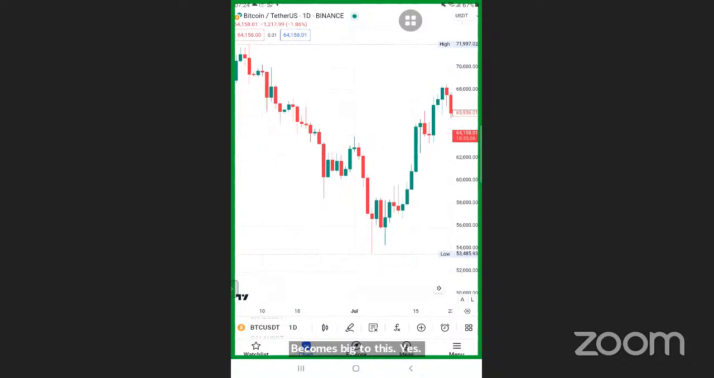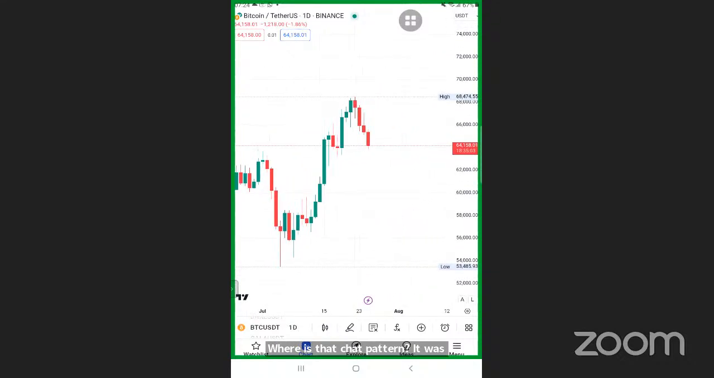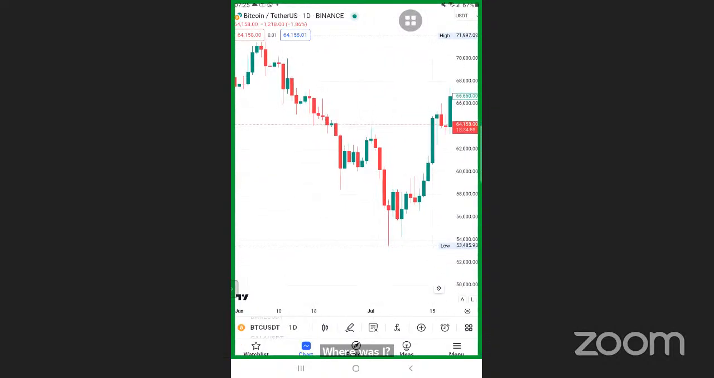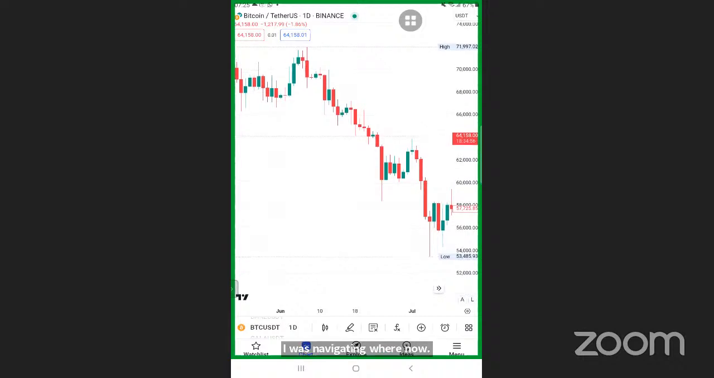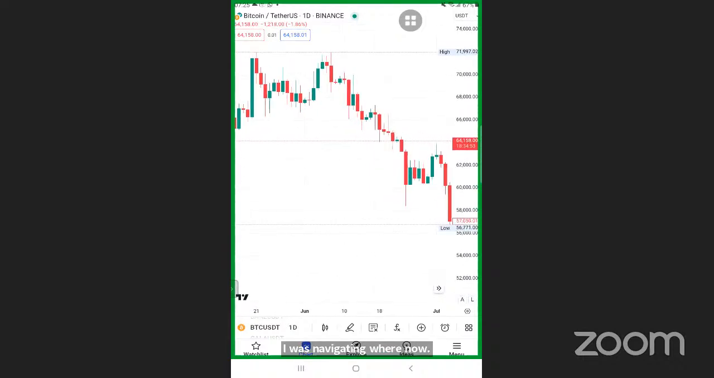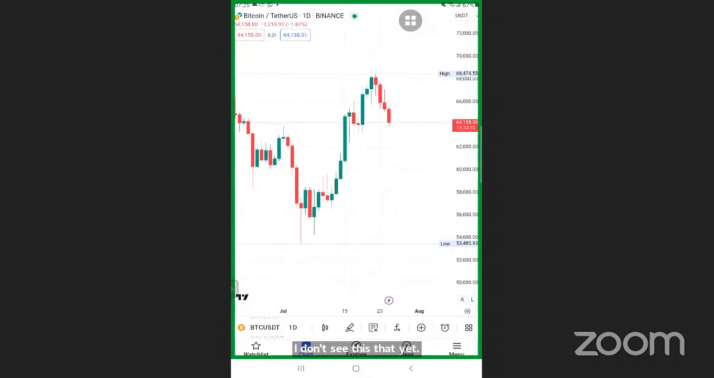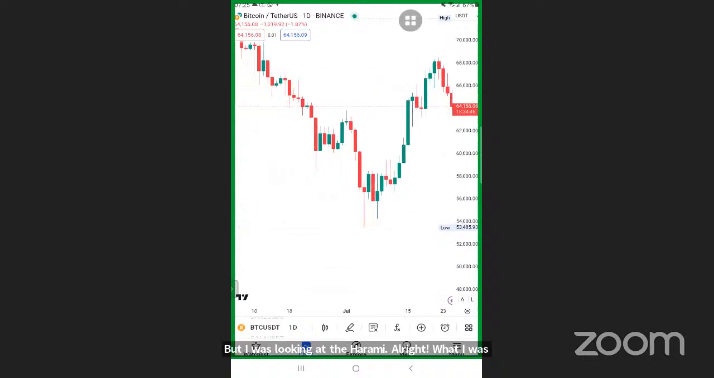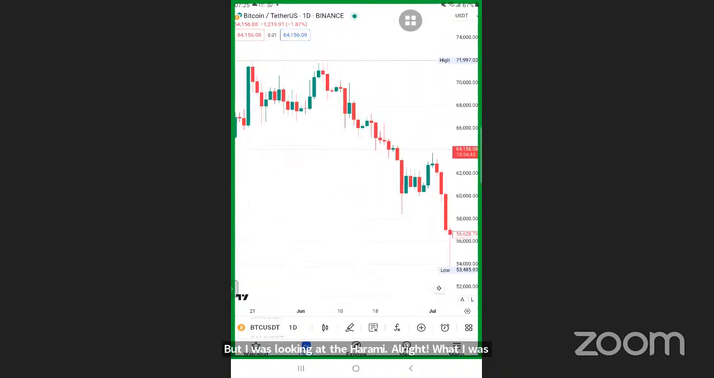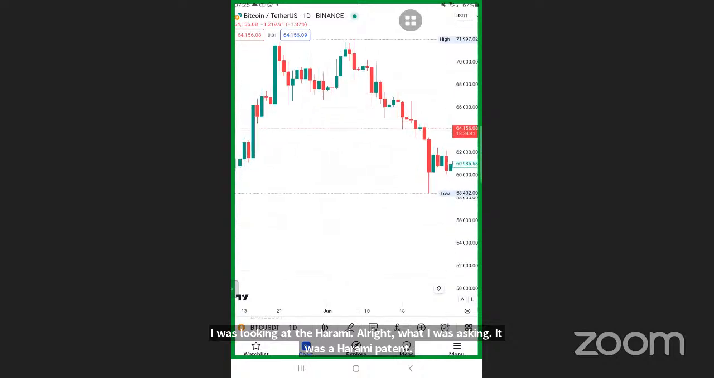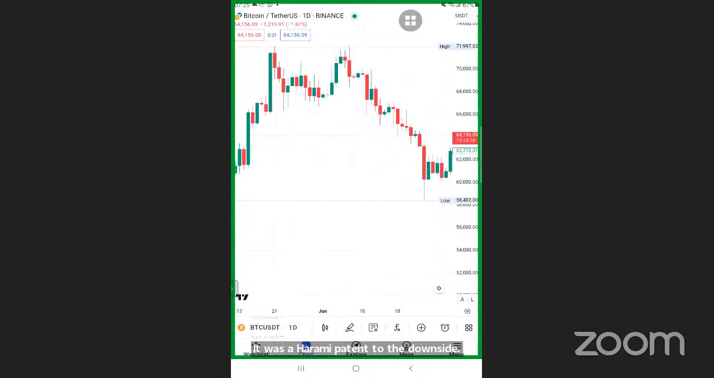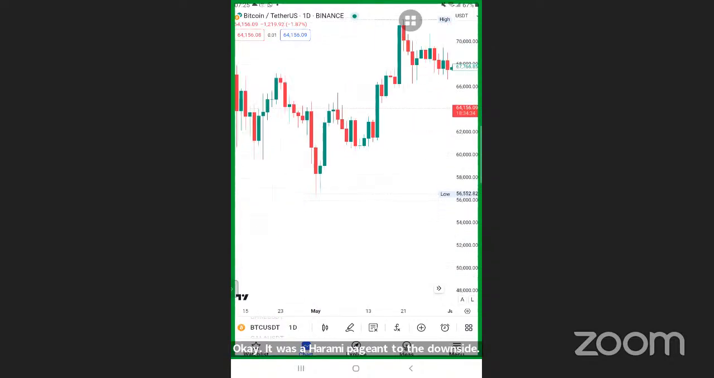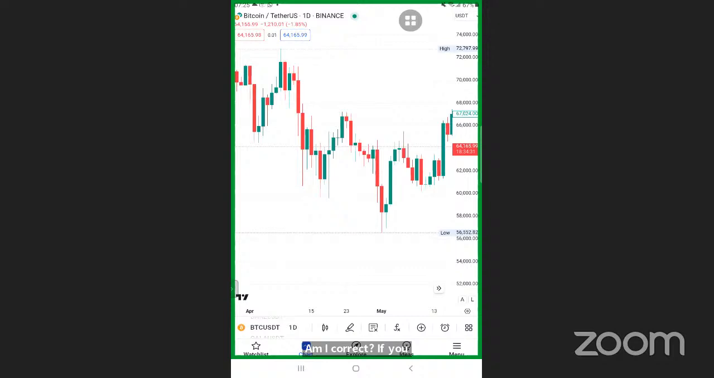Where is that chart pattern? It was not here now. Where was I? I was navigating where now? I don't see that chart pattern. Okay, but I was looking at the Harami pattern. What I was asking was a Harami pattern to the downside. Am I correct?